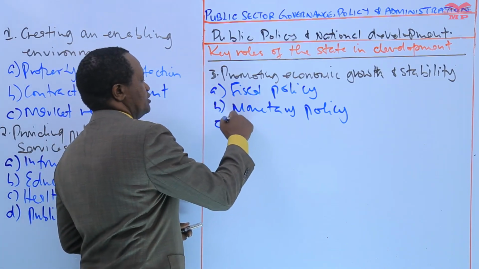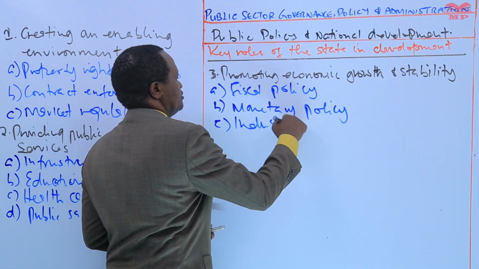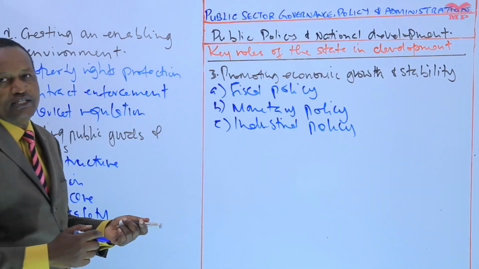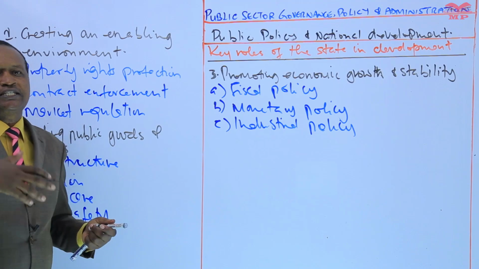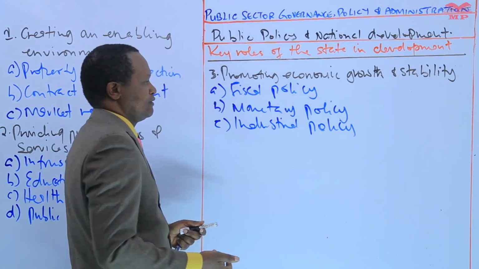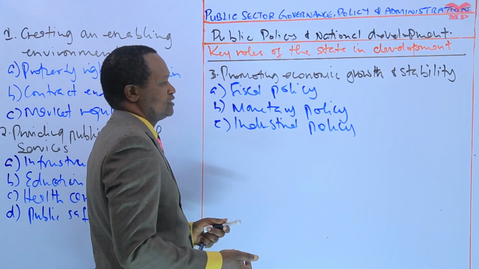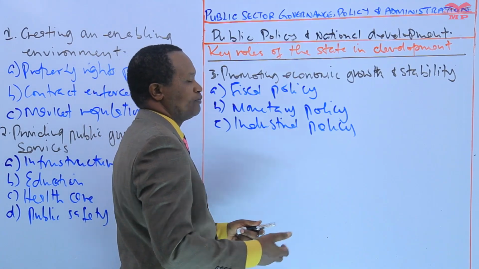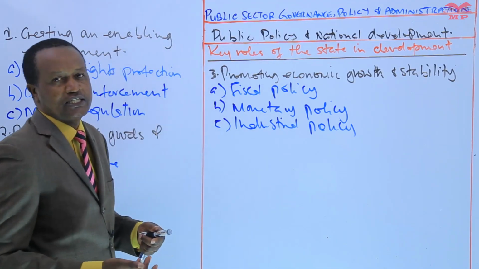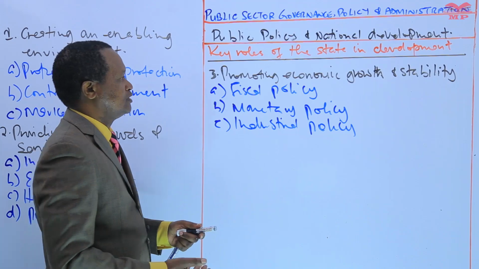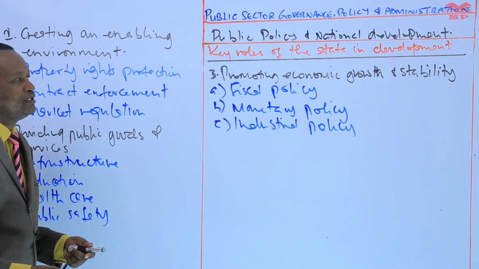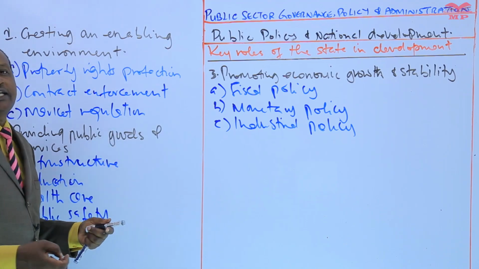Three, industrial policy, that is to say, targeting specific sectors for support and development. The government can target specific sectors for the purposes of developing them and ensuring that they are supported. So these are three ways in which the government can promote economic growth and stability. These are roles of the state in development.